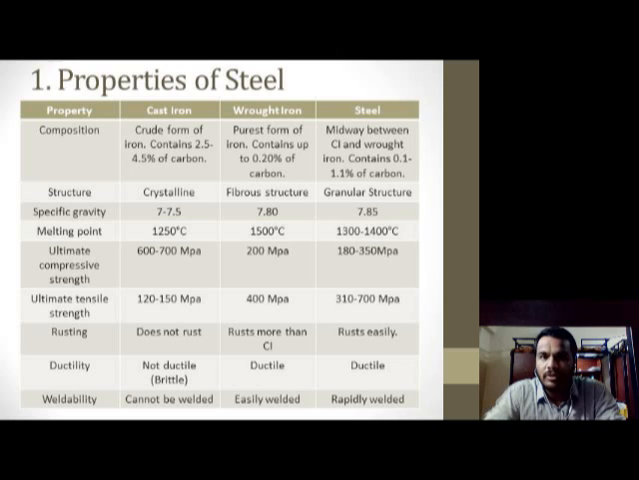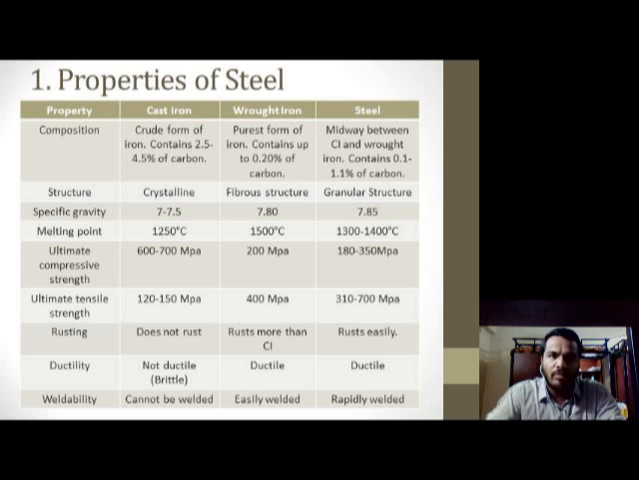And coming to rusting, this is one of the most important things which has to be considered, especially in steel structures, because rusting shouldn't happen in the structure. As we see here, cast iron does not rust, wrought iron rusts more than cast iron, and steel rusts very easily. And coming to the ductile property, cast iron is not ductile, it is brittle in nature, whereas wrought iron and steel are both ductile in nature.